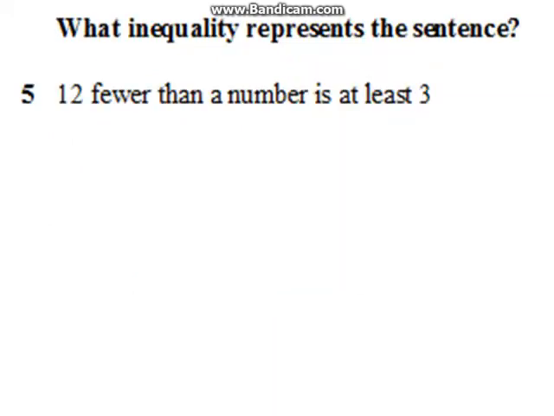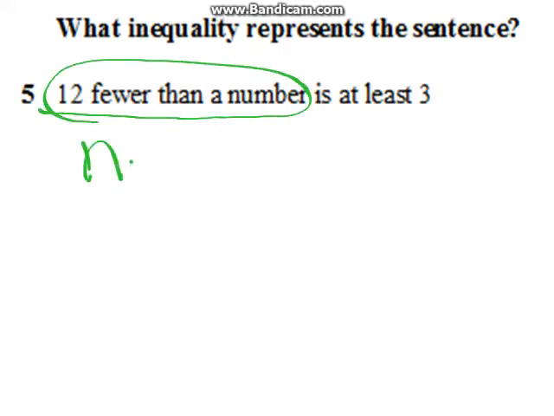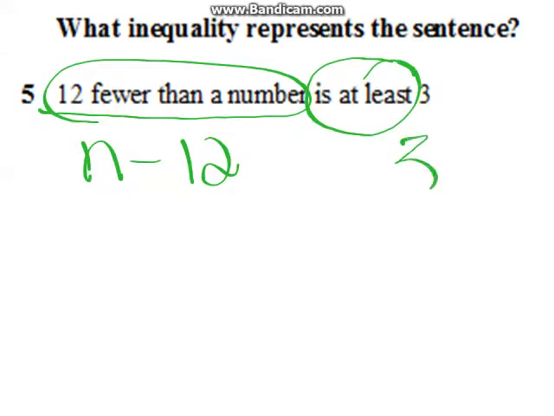Number 5 says, what inequality represents the sentence? 12 fewer than a number is at least 3. So breaking it up into pieces that we can work with mathematically, we can figure out that 12 fewer than a number is just n, for the number, minus 12. That's 12 fewer than a number. Is at least, that's going to be some kind of inequality symbol. It's at least what? 3. So we're missing a symbol here. It says is at least.